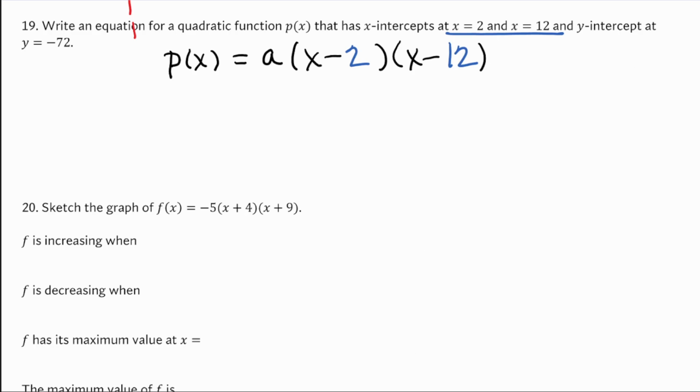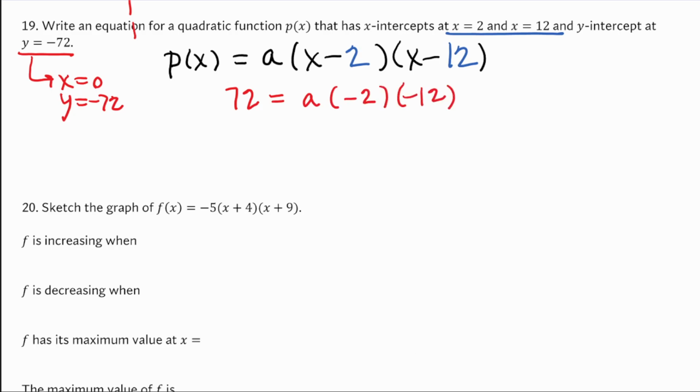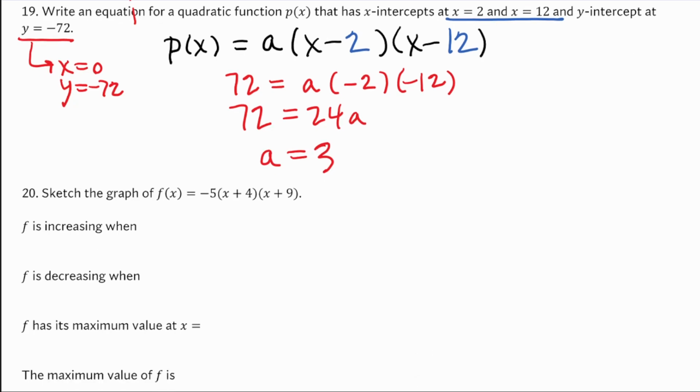Y-intercept -72. Okay, so when x equals 0, y equals -72. So I'm going to use that. I'll say -72 equals a times 0 minus 2 times 0 minus 12. So I've got 24a equals 72. Okay, I'm going to divide both sides by 24, and 72 divided by 24, that's going to be 3. Because 72 hours is 3 days. That's how I know that.